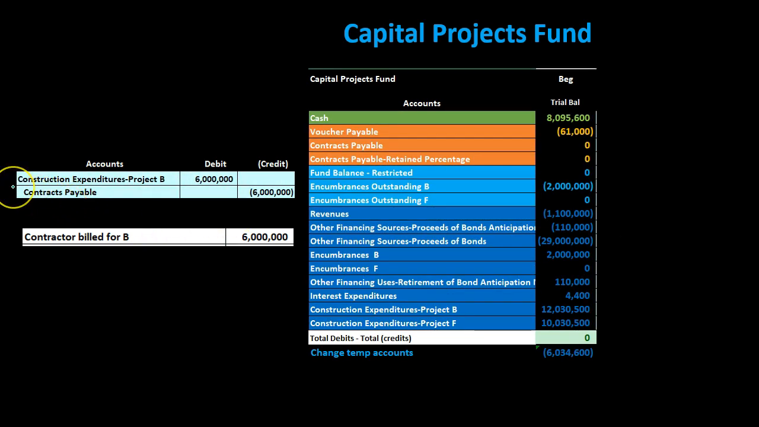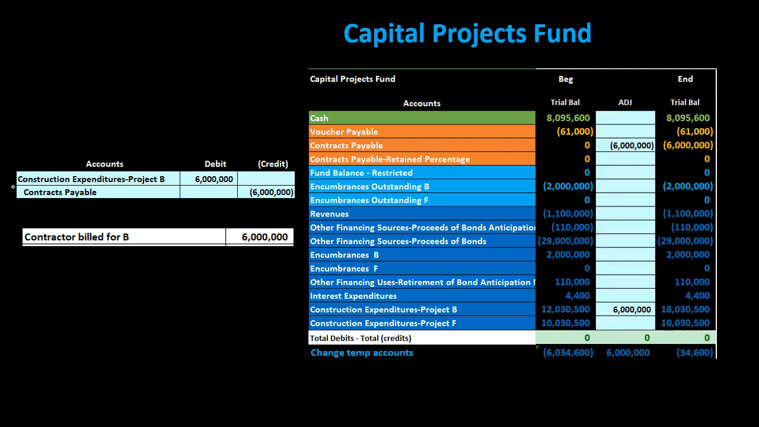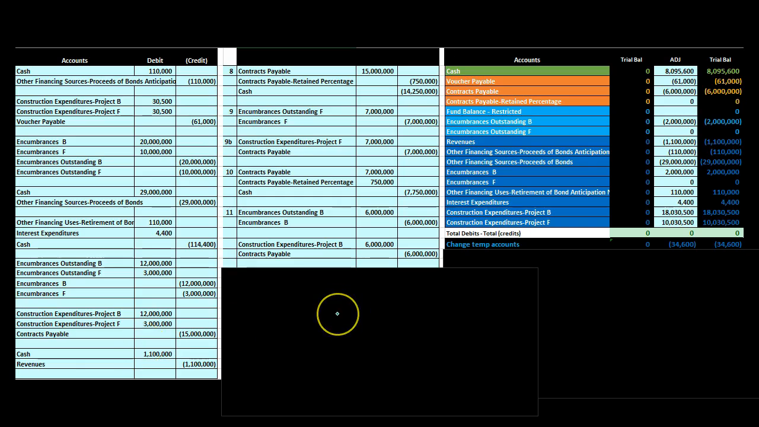That's going to be a debit to construction expenditures. Note that that's different than the government-wide activity where we debited work in process, the asset for the thing we're building. We're tracking the flows. The credit to contracts payable. So here we're going to debit the construction expenditures increasing in the debit direction, and then the contracts payable, the liability account, increasing in the credit direction. So that's what we have so far.